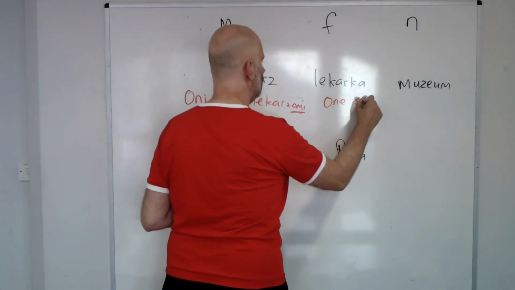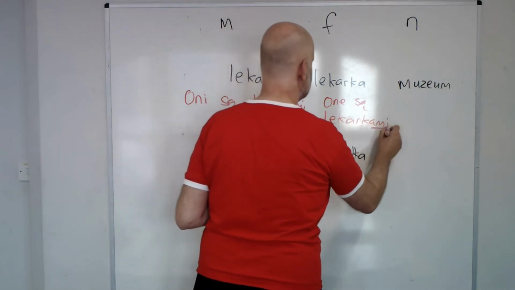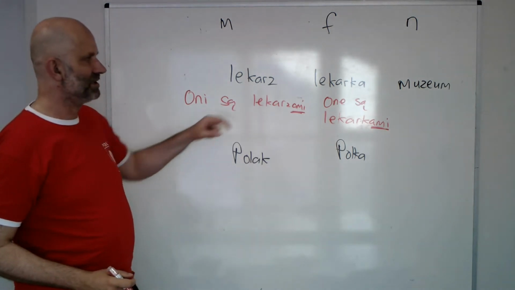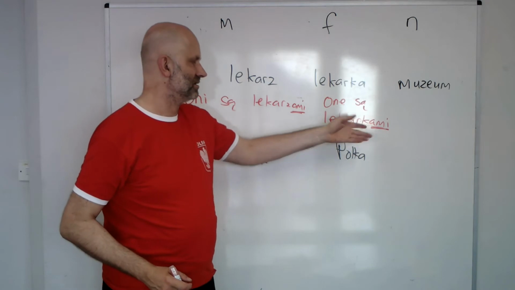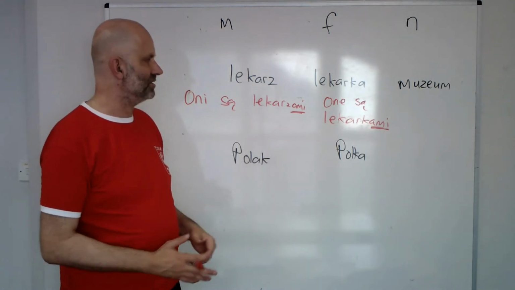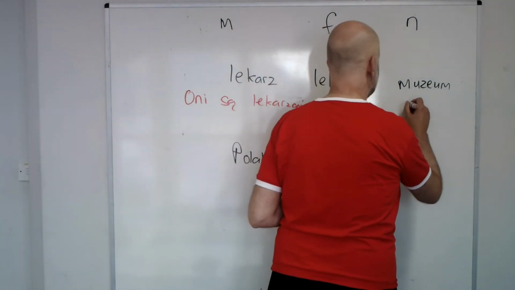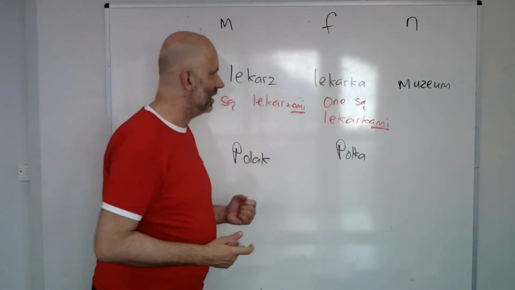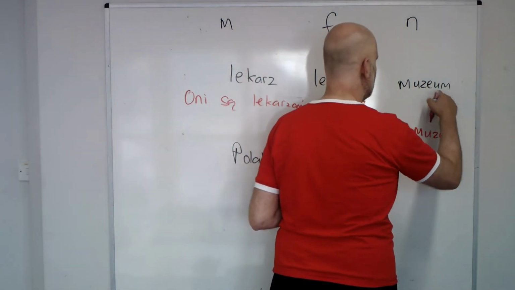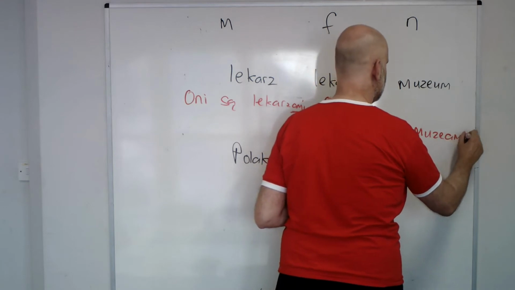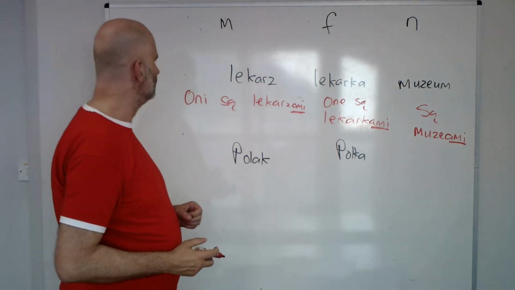One są lekarkami. Again, it ends ami. Now, in the nominative, it already ends with a, so you just have to add mi to it. So, although it ends ami, you just basically add the mi. Now, museum, if you want to say they are museums, then what you do is you lose the um and then you just add ami. So są muzeami.